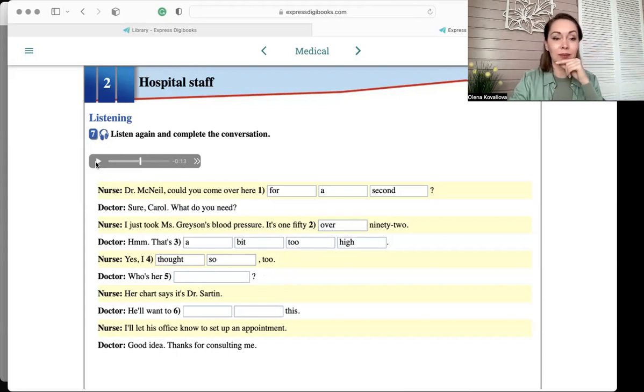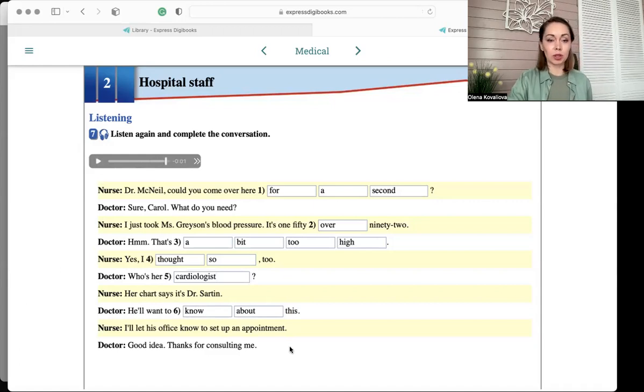Next. Who's her cardiologist? Right? Chart says it's Dr. Sarton. He'll want to know about this. Yeah, he'll want, as we see, he wants to find out about this. He'll want to know about this. I'll let his office know to set up an appointment. Good idea. Thanks for consulting me.